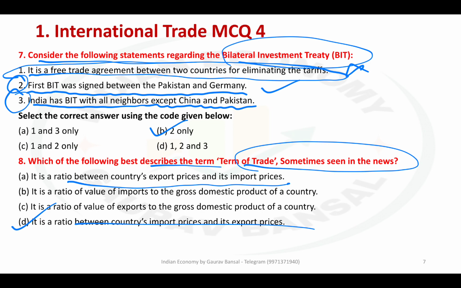Ratio of value of import to the GDP. A and D are a bit tricky to choose from. But B, C also students get wrong. So be careful about it.